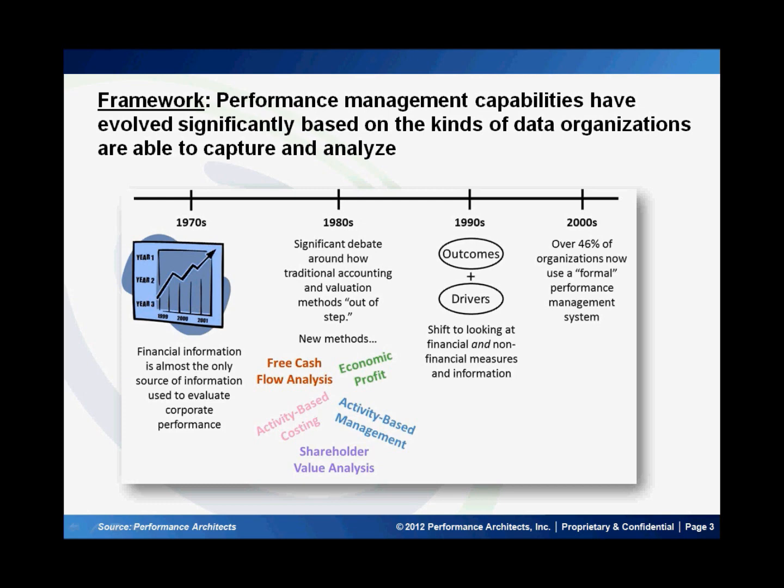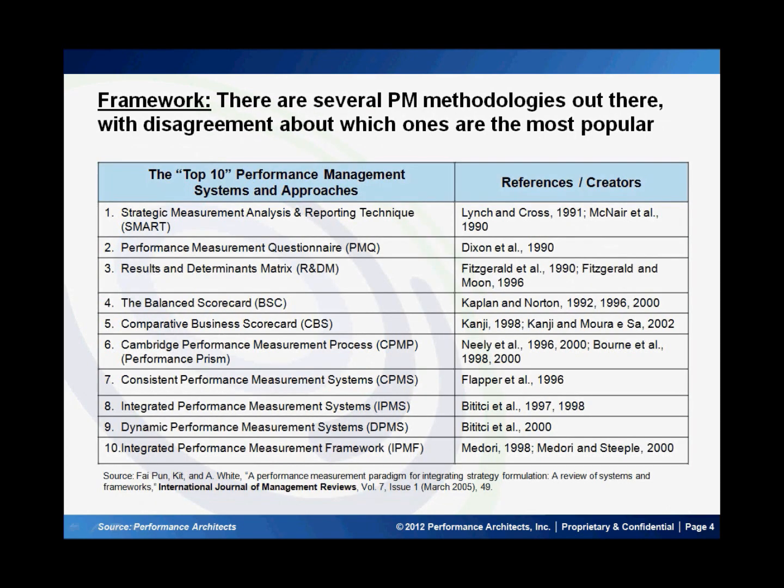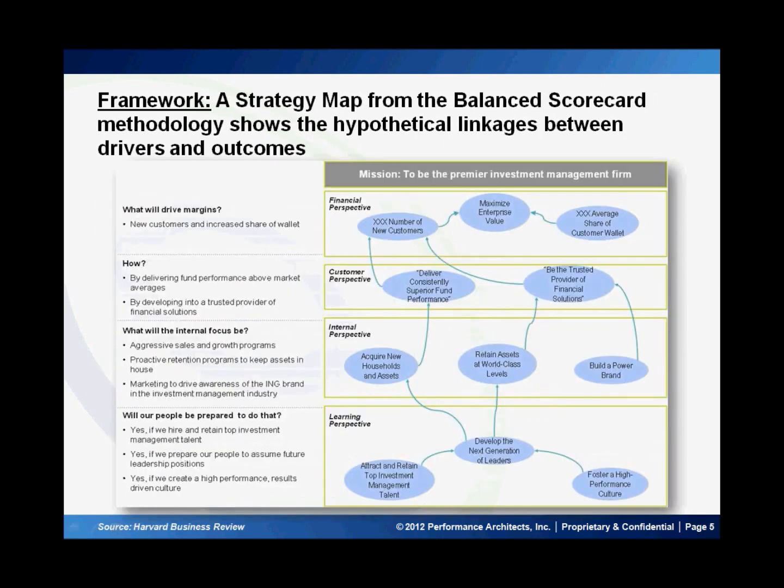However, the point here is that after this transition, today, over 46% of businesses use a formal performance management system based on a variety of different frameworks. Taking a look at some of these more popular frameworks, we see here that there are quite a few available, ranging from the SMART approach to the Balanced Scorecard, arguably one of the most popular approaches to enterprise performance management.